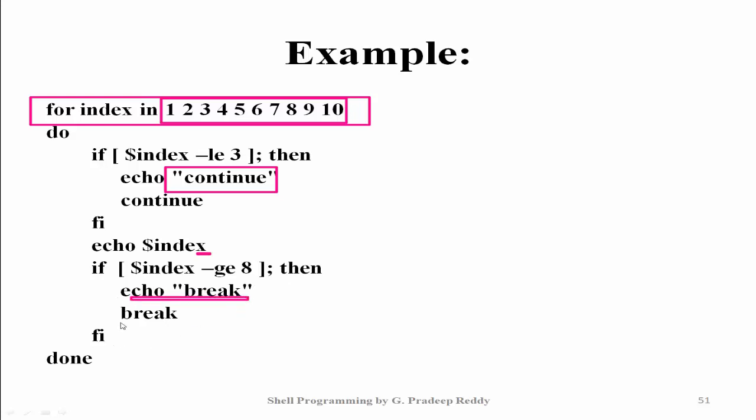So now it is going to have a break. Finally, the if is ended with fi. Here we have ended the first if statement with fi, and here you have a second if statement, it is ended with fi, and here we have used a do statement, it is ended with done.